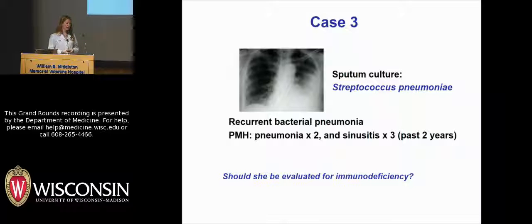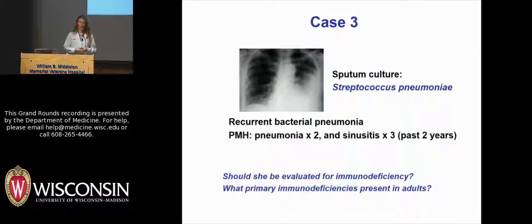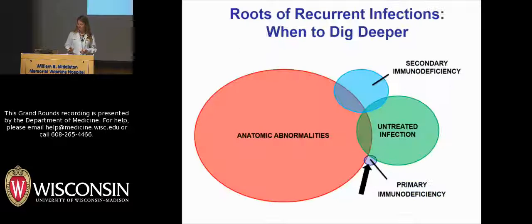So the questions I have here are, should she be evaluated for primary immunodeficiency? And what primary immunodeficiencies present in adulthood? And here I'd like to move to the smaller category of the congenital primary disorders that are seen in adulthood. Although not very common, it's important to recognize when you would consider these and some red flags to evaluate.